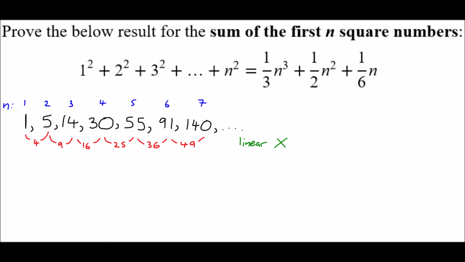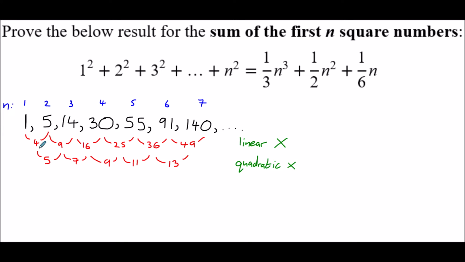So let's compare the gaps of the gaps. So between 4 and 9, that's a gap of 5. Between 9 and 16, that's a gap of 7. Between 16 and 25 is a gap of 9. The next gap of the gaps is 11. The final gap of the gaps I'm going to show you is 13. Now again, these gaps of the gaps are increasing. If the gaps of the gaps were constant, that would have been a quadratic sequence. Because the gaps of the gaps aren't constant, it's not quadratic.